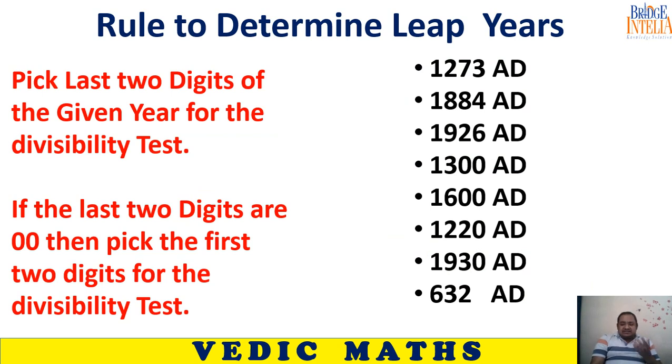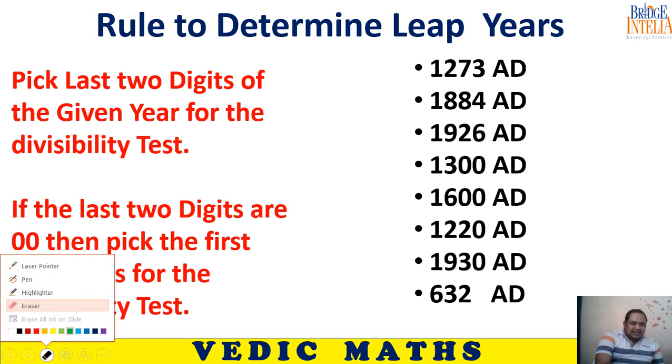So let us understand the rule to determine the leap year. In this rule itself, you will understand what the exception is. How do you determine if any year is a leap year or not? If I ask you to determine whether the year 1926 AD is a leap year or a normal year, how are you going to determine that? This is what we are going to discuss now.